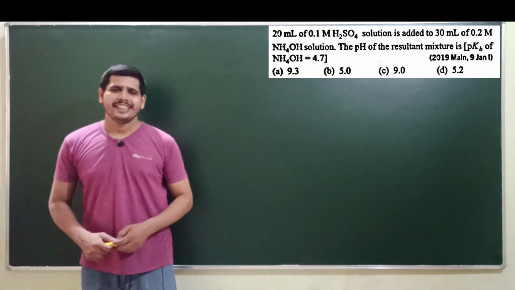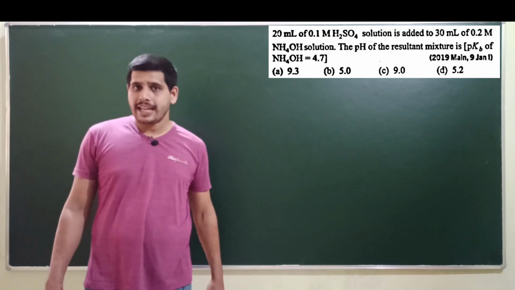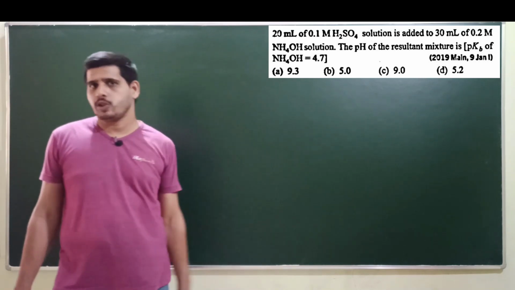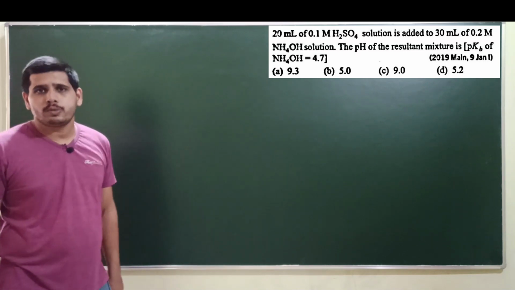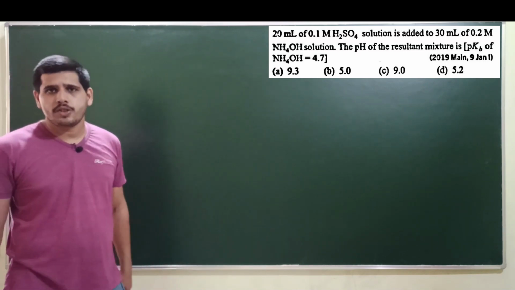Hello dear students, in this question we are given a strong acid, sulfuric acid, 20 ml of 0.1 molar, and a weak base, 30 ml of 0.2 molar. Now what is the pH of the solution to be found out?